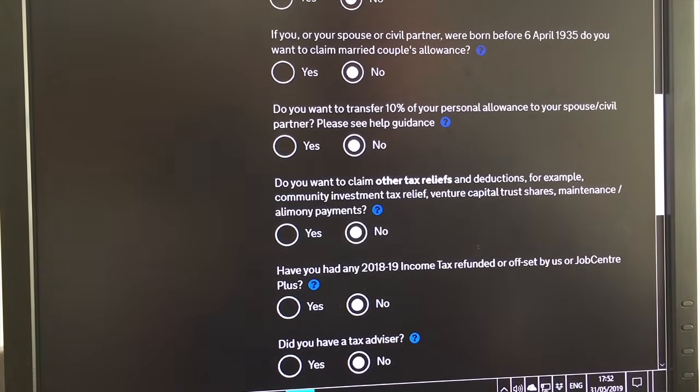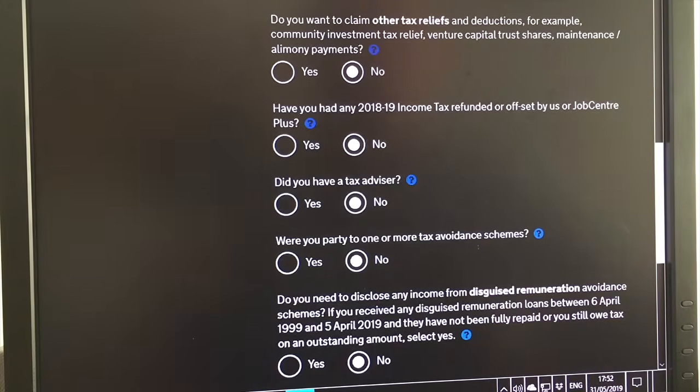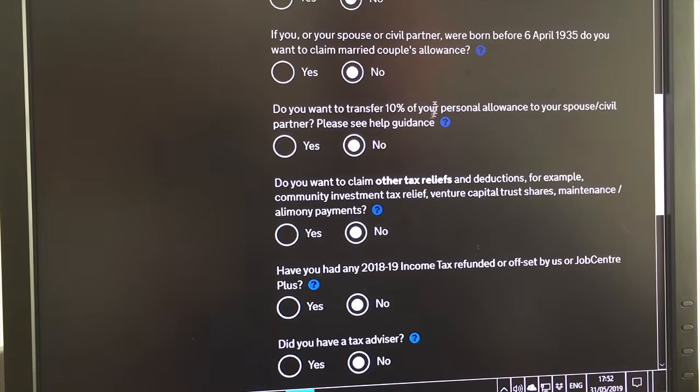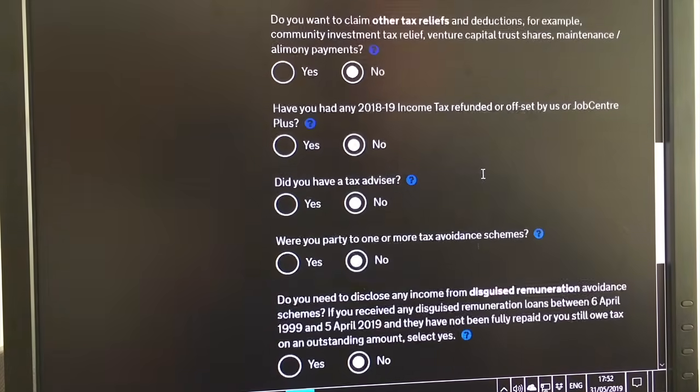This is the marriage allowance, where if one of you doesn't pay tax, and the other one does, as long as you're not a high rate taxpayer, the person who doesn't pay tax can transfer some of their allowance over to the person who does pay tax, so long as you're not a high rate taxpayer. I've got another video about marriage allowance somewhere.